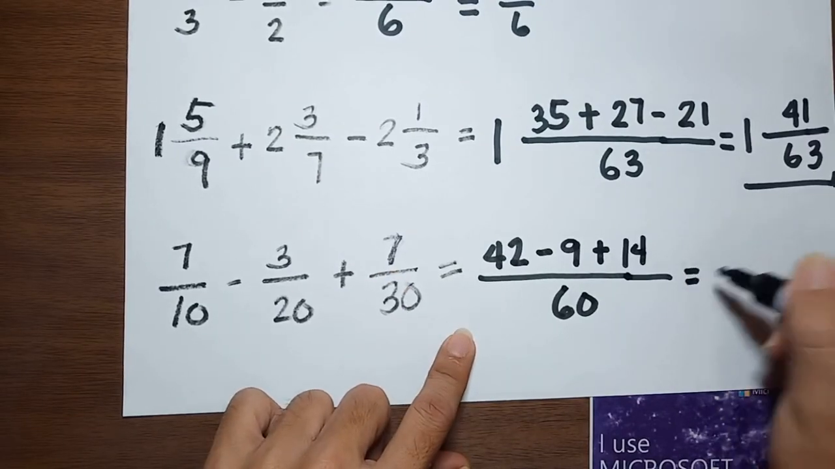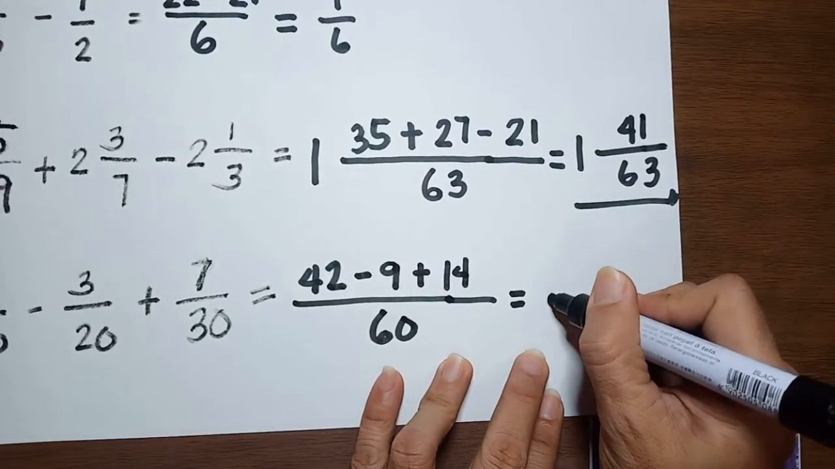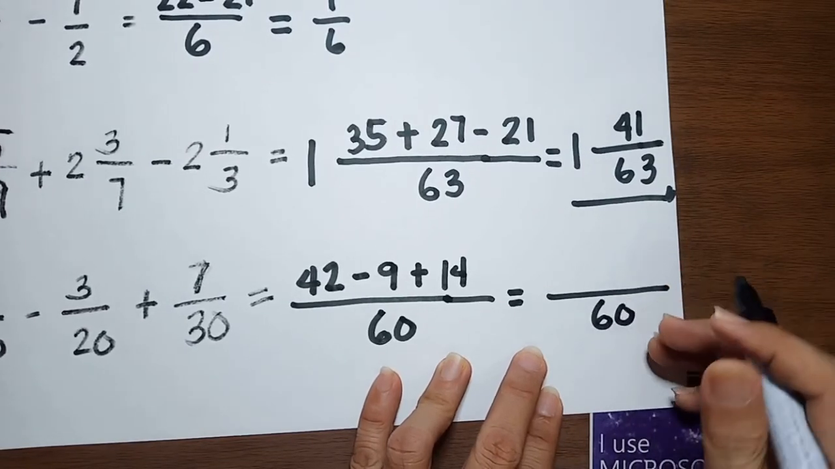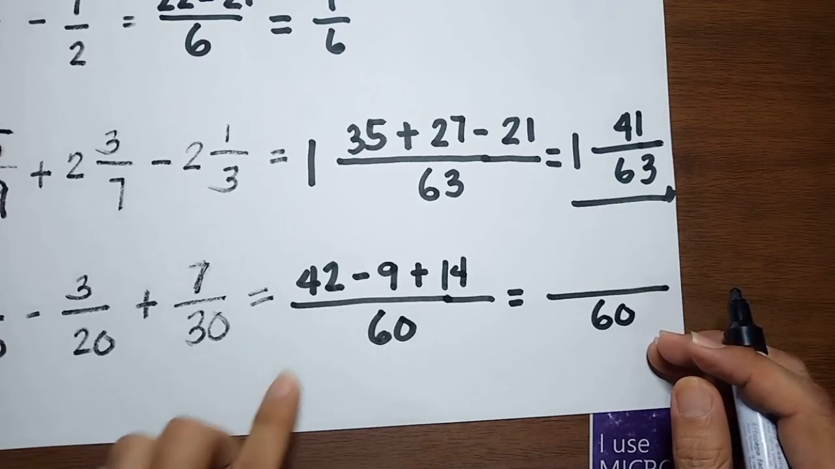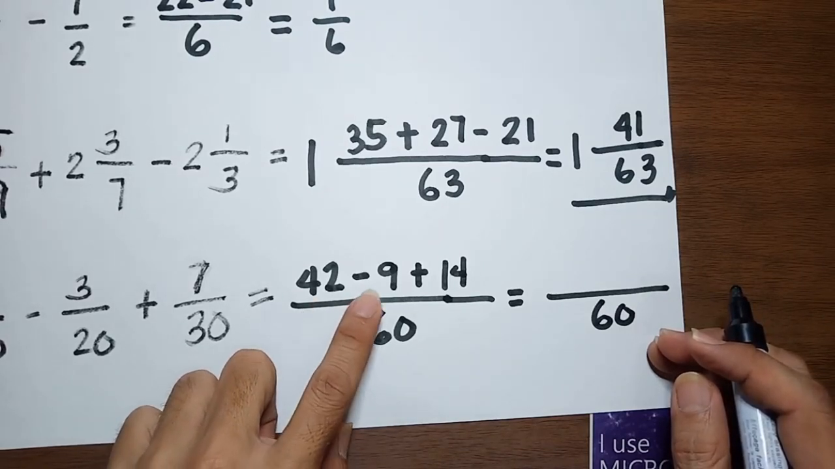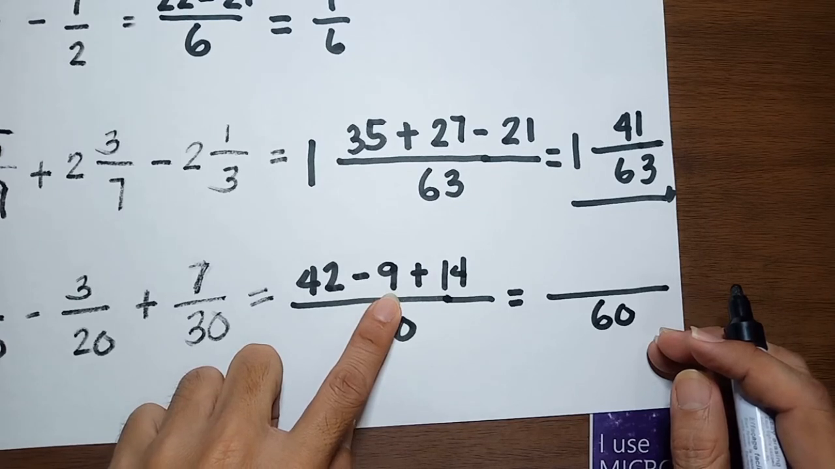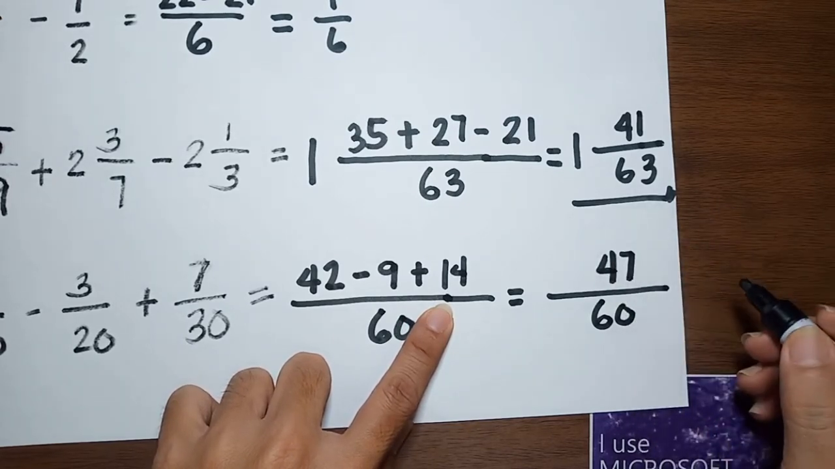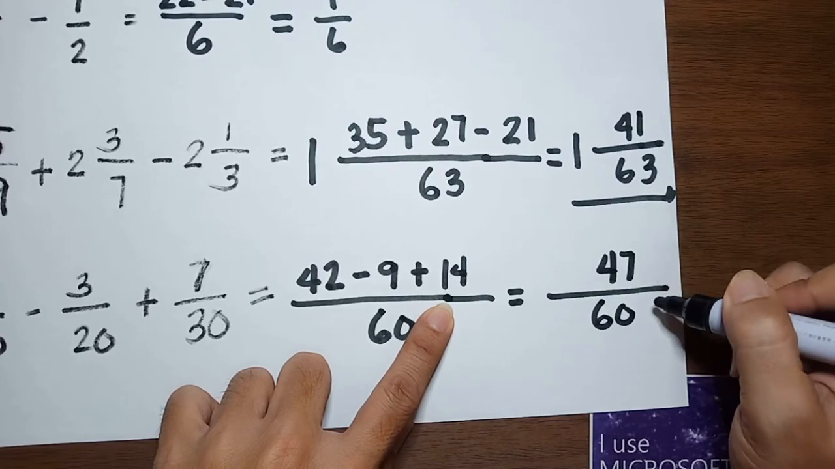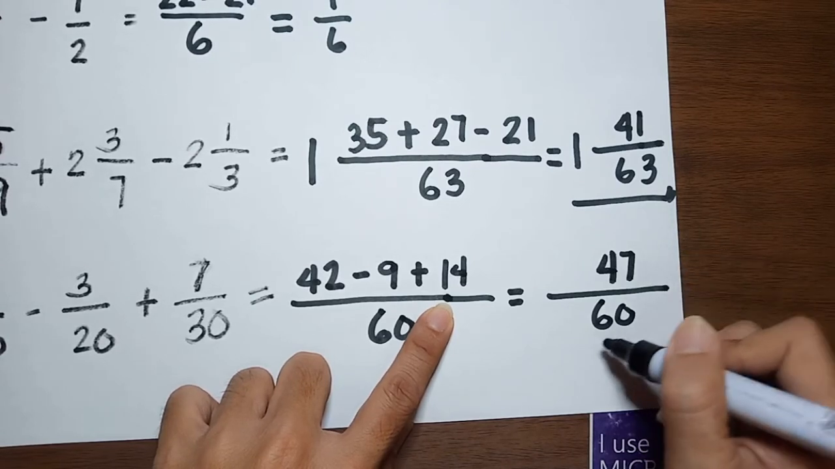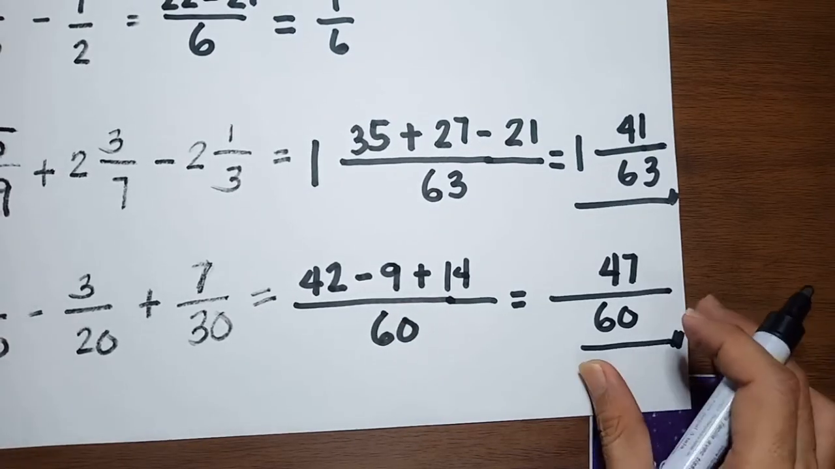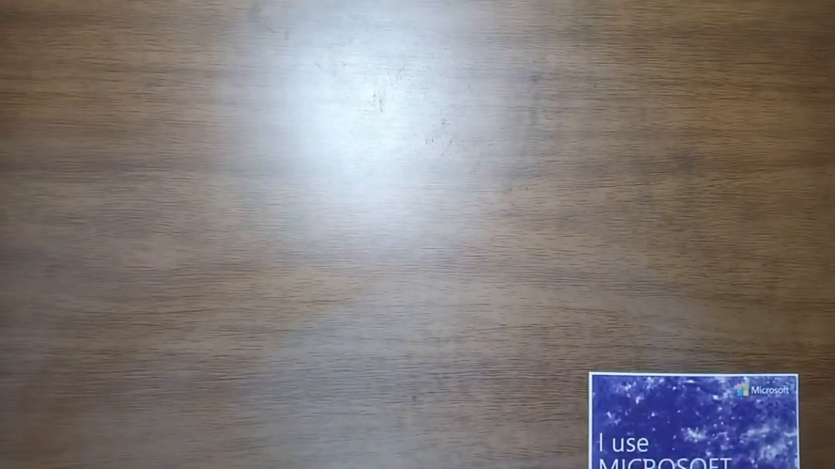Then we perform the operations in the numerator. So our LCD is 60. We have 42 minus 9 is 33. Then 33 plus 14 is 47. Okay? Since there are no common factors in the numerator and denominator, so this is the final answer. Okay. Next example.